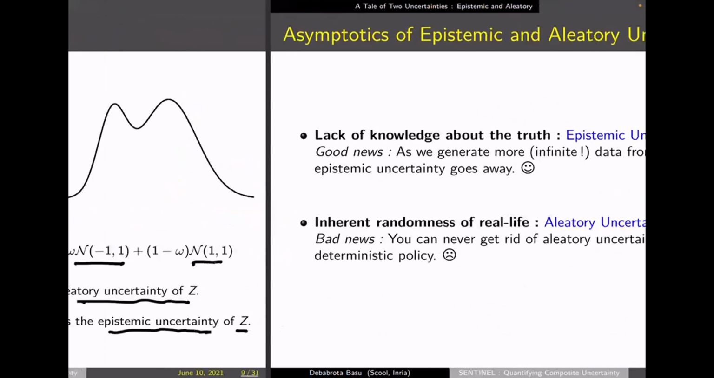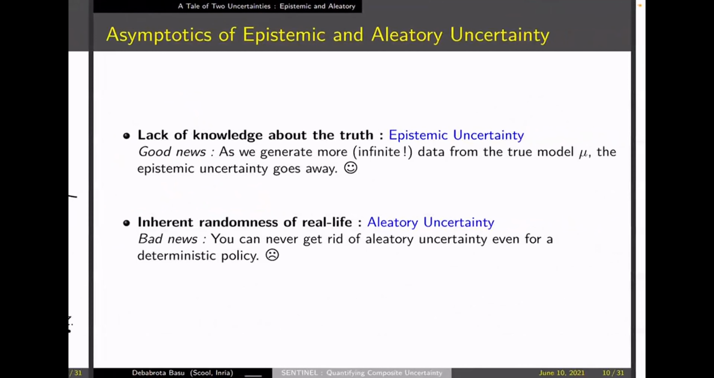So given these uncertainties, as practitioners of machine learning or statistics, our goal is to estimate them. And there is one good news and one bad news. The good news is that this epistemic uncertainty is coming from the lack of model. But as we can generate almost infinite data from the true model, the epistemic uncertainty goes away. Because right now, you know that it is not a beta distribution or whatever you assumed initially about omega, but you know the exact value of omega because we have collected enough data from the true model.